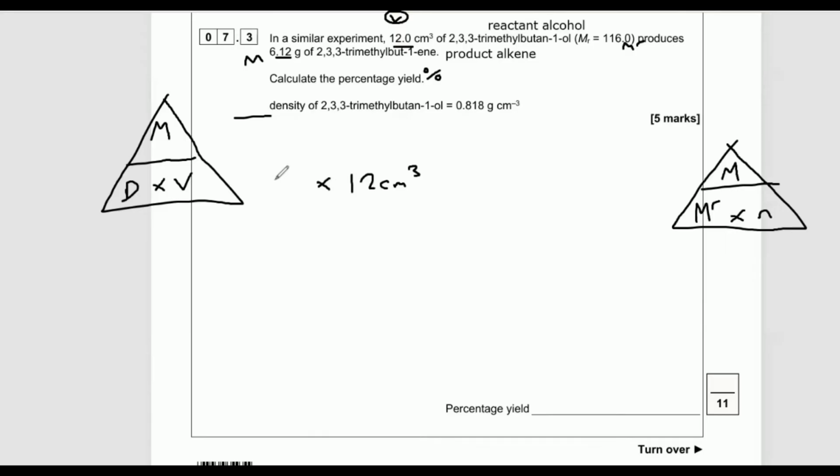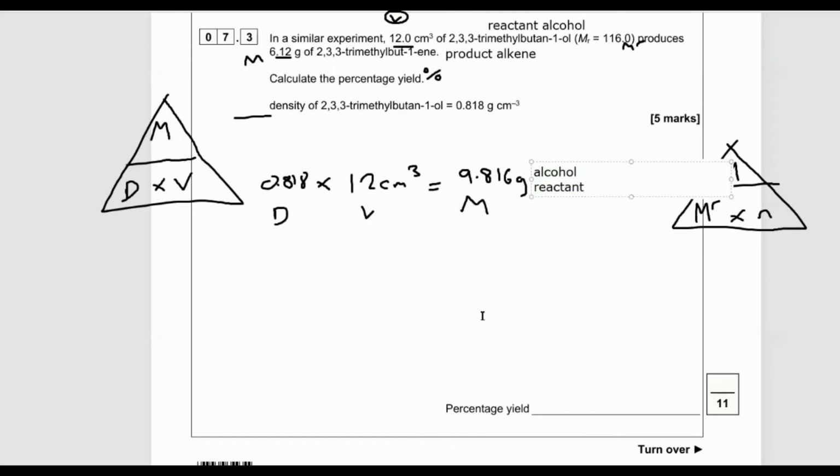12 centimeter cubed is the volume; the mass is the density times the volume. That's why you have to know this equation off by heart. 0.818 times 12 is going to give us the mass of the reactant alcohol that we are starting with, and that works out as 9.816 grams. That's going to score you your first mark for working out the mass of the alcohol at the start. Now we can work out the moles of alcohol.